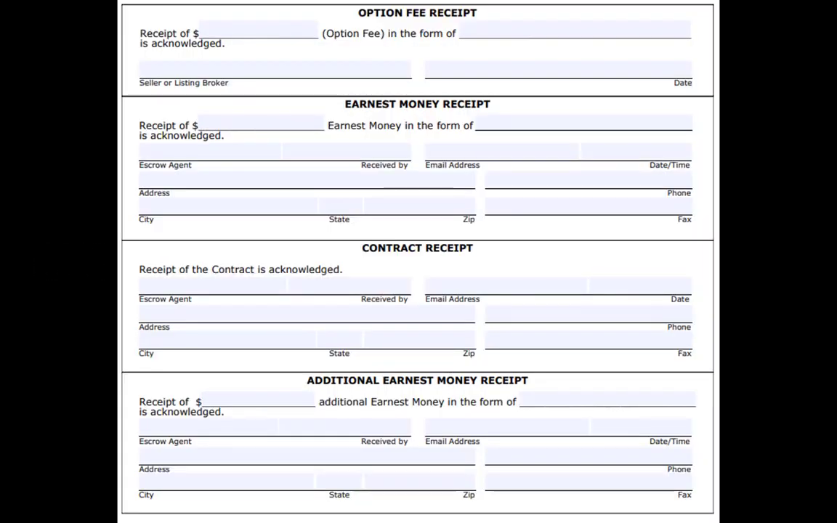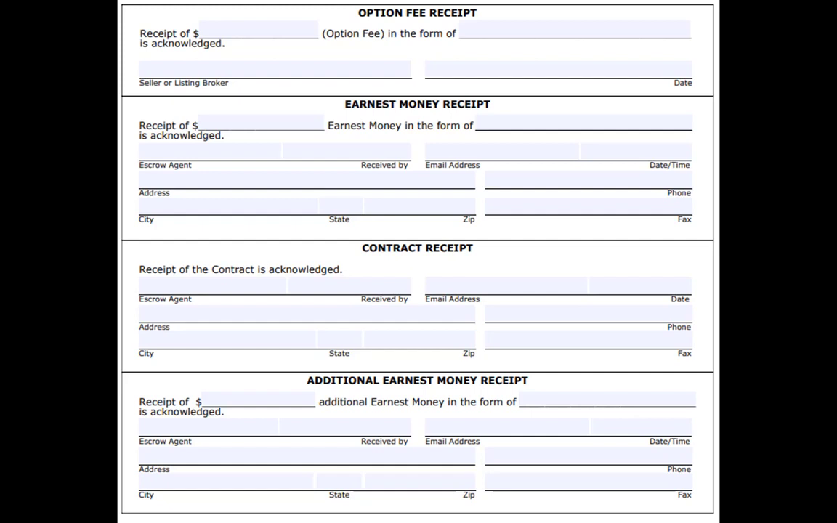Congratulations, you made it to the final page of the contract. Here we go. Let's do the option fee receipt. We've already talked about this one. Let's just go ahead and talk about the earnest money receipt. This one is a brand new paragraph or new revision. I talked about it a little bit when we talked about paragraph 5.